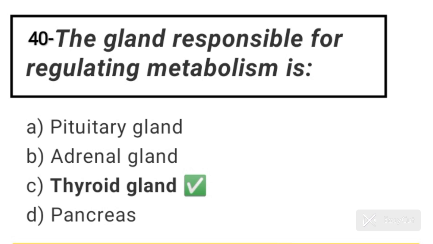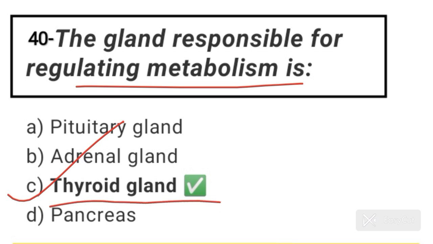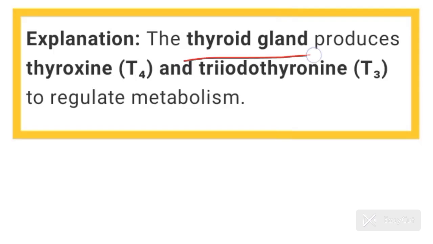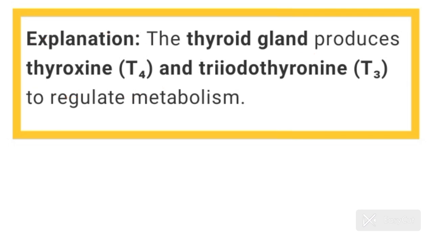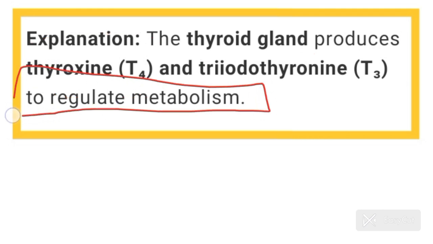Now come to question number 40. The gland responsible for regulating metabolism is? Answer is option C. Thyroid gland is responsible for regulating metabolism. Thyroid gland two hormones produce करती है. One is thyroxine T4, another is triiodothyronine T3 hormone. और इन टू हार्मोन से थायराइड ग्लैंड रेगुलेट करती है मेटाबॉलिज्म.